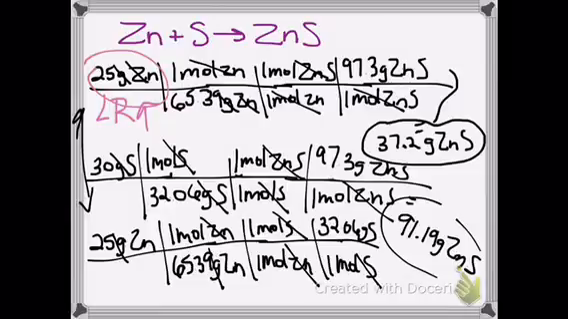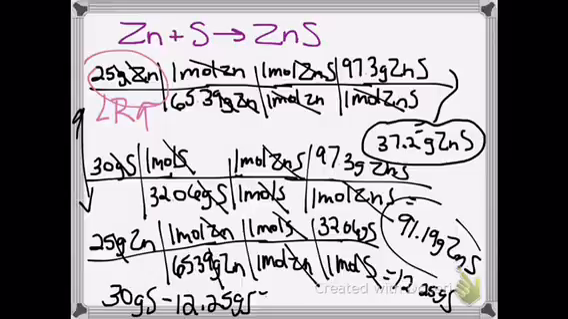Next, just like the other ones, you multiply the top and divide that answer by the bottom. So you do 25 times 1 times 1 times 32.06. Take that number and divide that by 65.39. Your answer should be 12.25 grams of S.